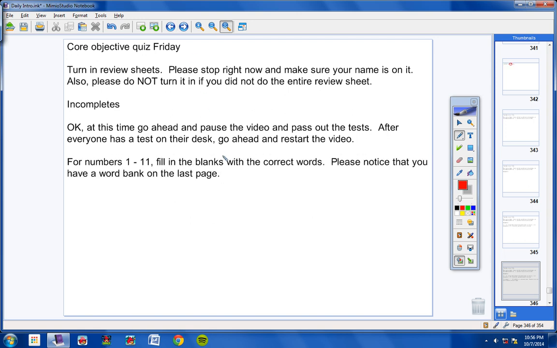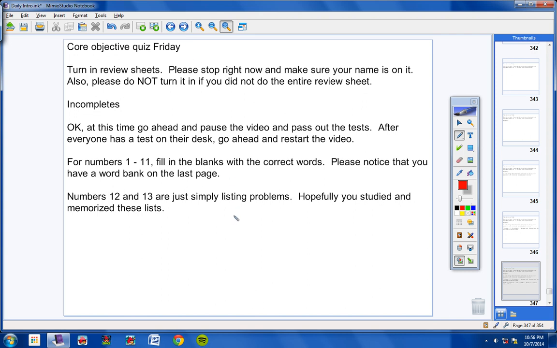Okay, here we go. For numbers 1 through 11, fill in the blanks with the correct words. Please notice that you have a word bank on the last page, okay? So make sure that you use your word bank and fill in the blanks correctly. Numbers 12 and 13 are just listing problems. Hopefully you studied. I told you these would be on there. Hopefully you studied and memorized these lists, okay?